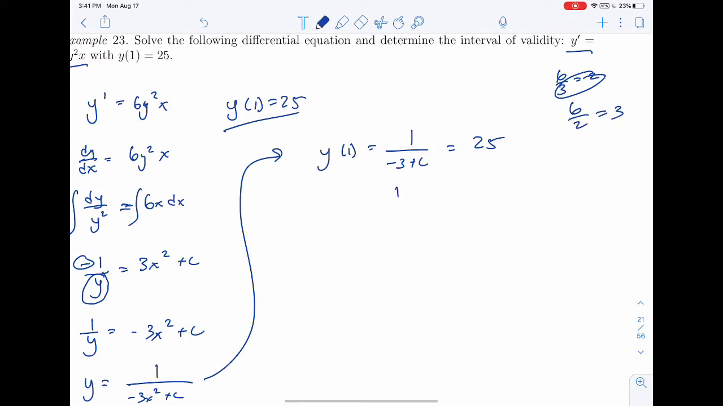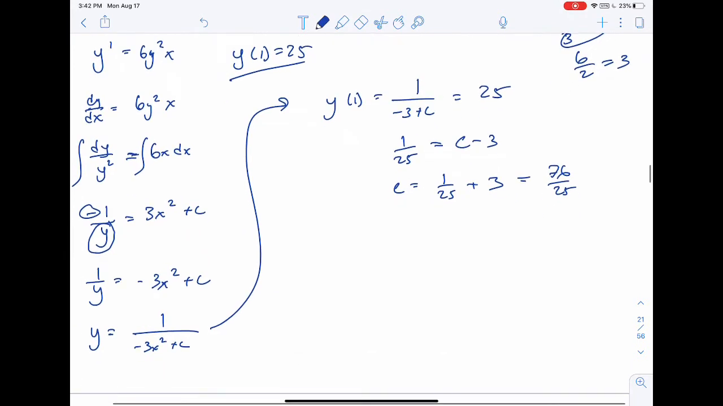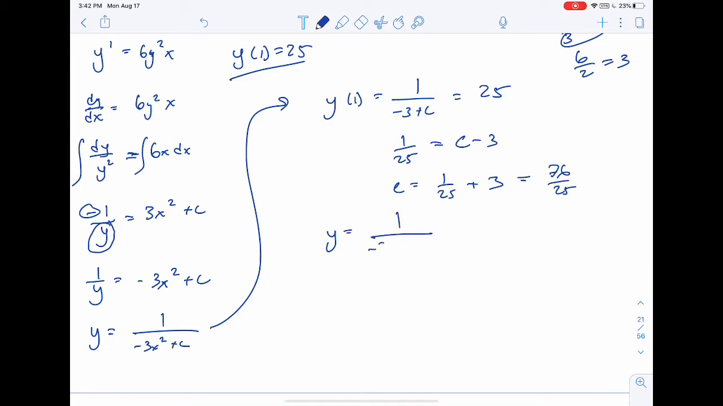So anyway, 1/25 is equal to c minus 3. So c is going to be 1/25 plus 3. And what's that? 75/25, so that's 76/25. Very good. So my function is y equals 1 over negative 3x squared plus 76/25. If you had done minus, just pay attention to whatever symbol you had here. So whatever you had, if you had plus, then make sure you go back to the right one.